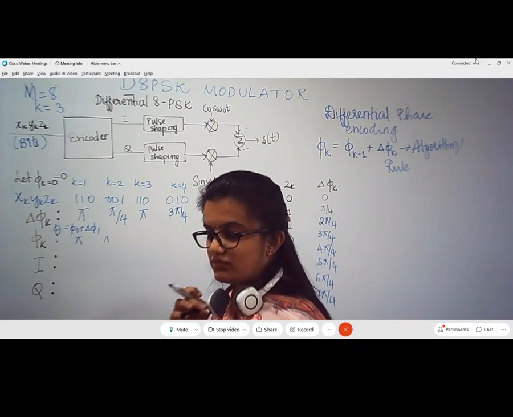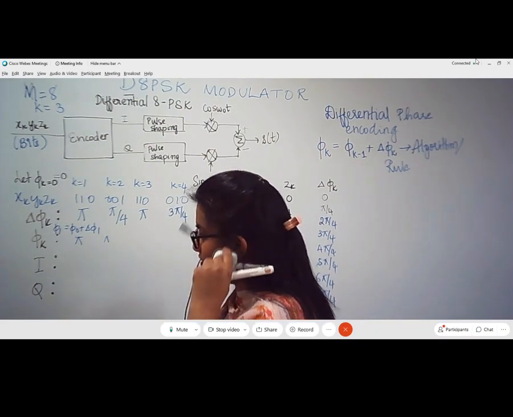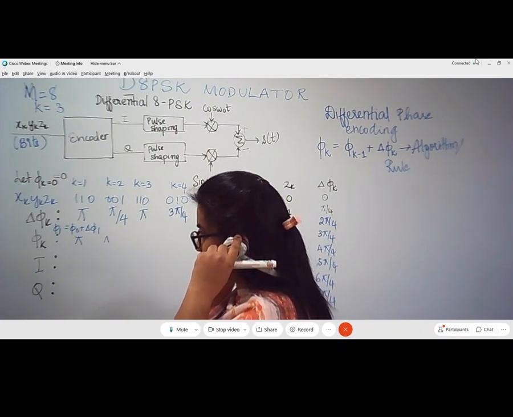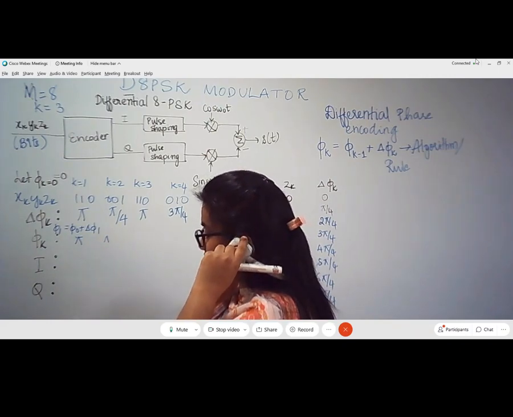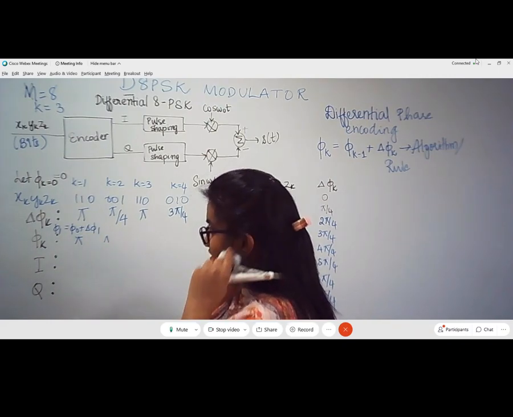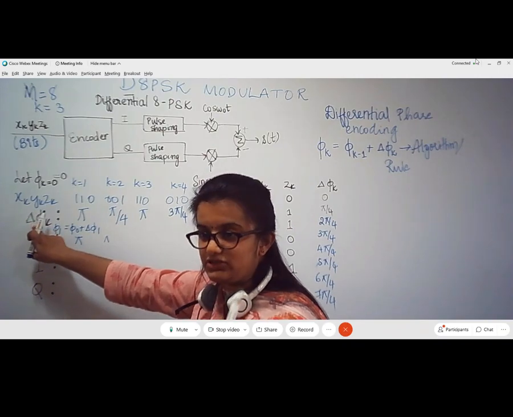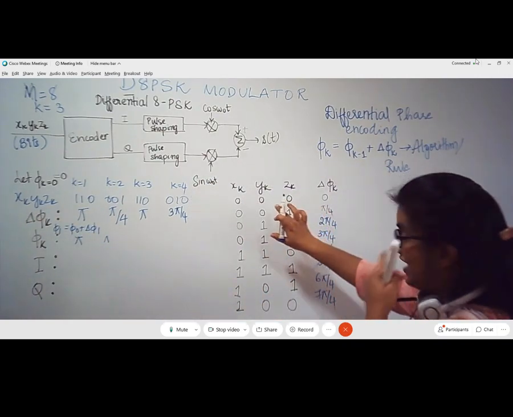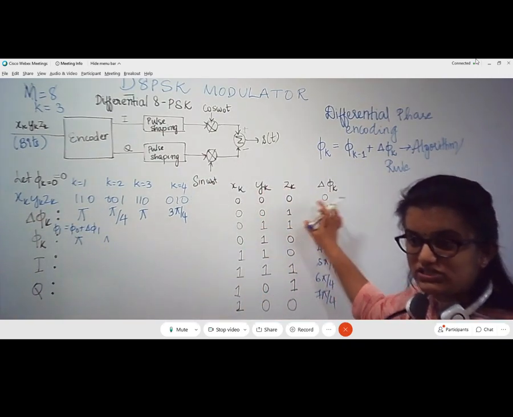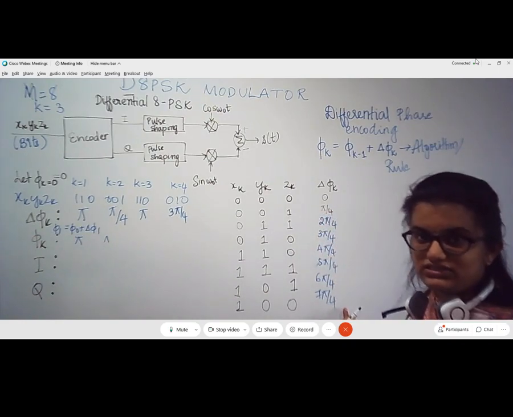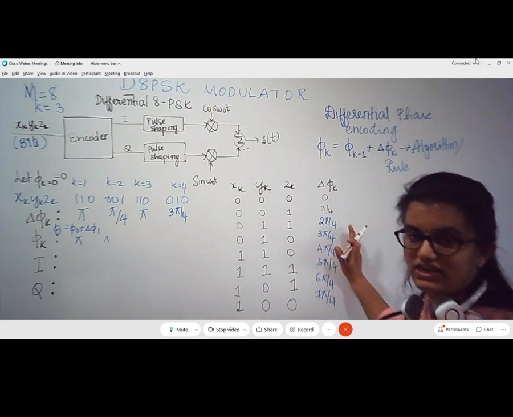Ma'am, delta phi k and phi k rows are mismatched, no, ma'am? Yeah, delta phi k is below and phi k is above. The delta phi k is the bit combination to which I'm assigning certain phases. These are the phases assigned to the bits.